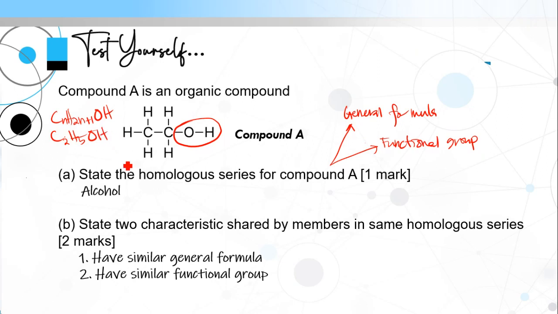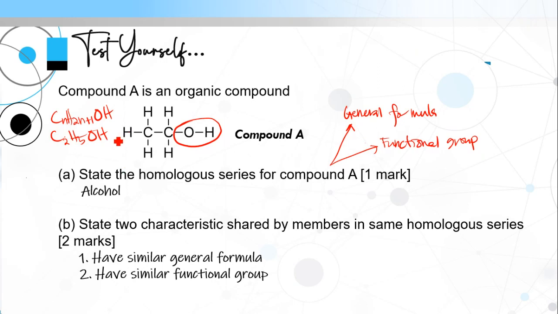What characteristics are shared by members of a homologous series? I think from the slide that I showed you just now, we have 5 characteristics, so you can choose 2. You can choose any characteristic that you want, but I have 2 characteristics over here: have similar general formula and have similar functional group.